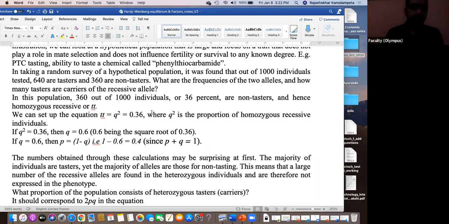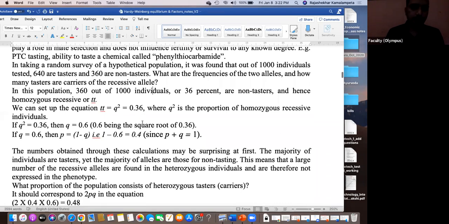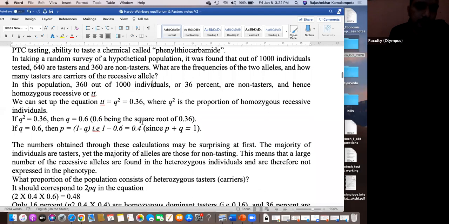Wherever you are unsure, do stop me. Okay. So tasters have capital T as an allele, and only small t combinations, homozygous small t, are non-tasters. Given that there will be a confusion between homozygous and heterozygous condition, that is capital T small t, we better start this problem with non-tasters.